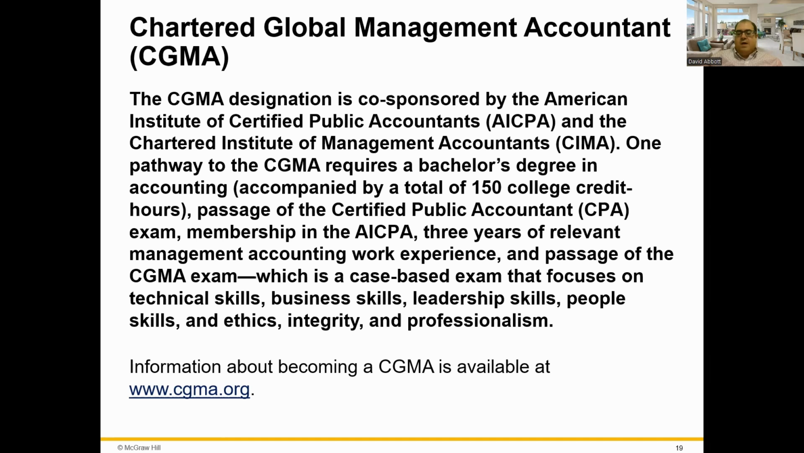The topics included in the CGMA exam, and note that this certification also requires passage of the CPA exam. So for this, you would have to pass the CPA exam to be able to receive this. It focuses on technical skills, business skills, leadership skills, people skills, and ethics, integrity, and professionalism. This multi-part CPA exam emphasizes rule-based compliance, assurance standards, financial accounting standards, business law, and the tax code. You can find out more about becoming a CGMA at cgma.org.